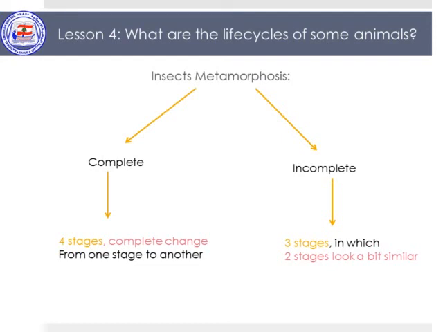For complete metamorphosis, the insect will have 4 stages in order to transform into an adult, and in each of these stages, it will have a different form from the other. So we have no stages where the insects will look alike. However, for incomplete metamorphosis, we have 3 stages that the insect goes through, and in 2 of these stages the insect will have a similar look or shape. So if we look at these 2 stages, we can notice that the insects look alike.